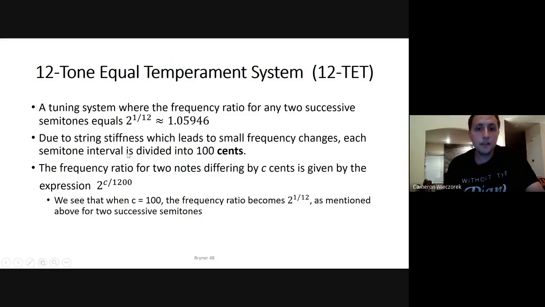Now, due to string stiffness, there are small frequency changes in the piano strings. Each semitone interval we divide into what's called 100 cents. And the frequency ratio for any two notes differing by C cents is given by the expression 2 to the C over 1200. 1200 comes from the fact that there are 1200 cents in an octave. Since each semitone is 100 cents times 12, you have 1200 cents in an octave. And you can see if we plug in 100 for C, 100 divided by 1200 reduces to a 12th. There's your semitone that we mentioned up at the top.